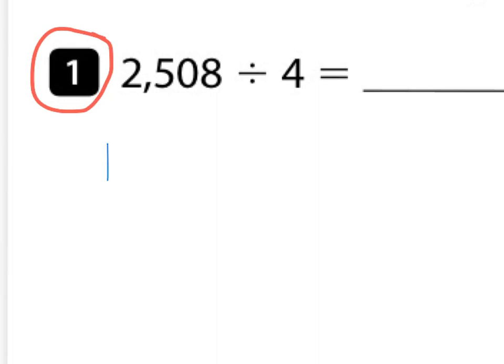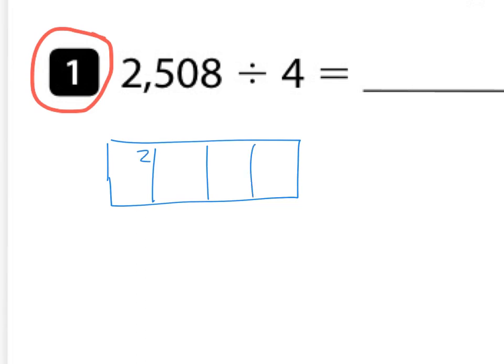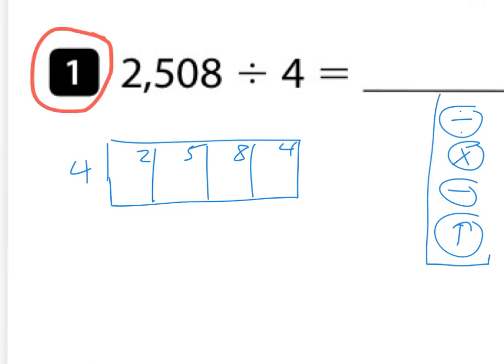Alright, number 1, we have 4 digits in our dividend, so we will have 4 boxes. They all go in the top right, and our divisor is 4, so we have divide, multiply, subtract, bring up. These are our 4 steps to our division process. Alright, let's solve this problem. 4 goes into 2 0 times. 0 times 4 is 0. Subtract, pop it up. Alright, start the whole process over.